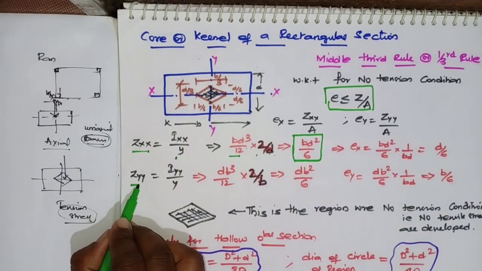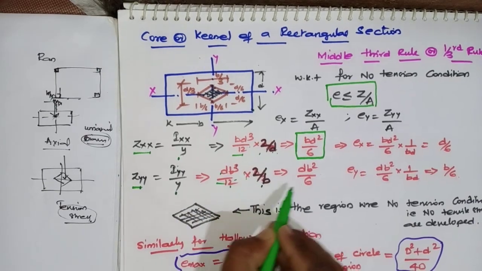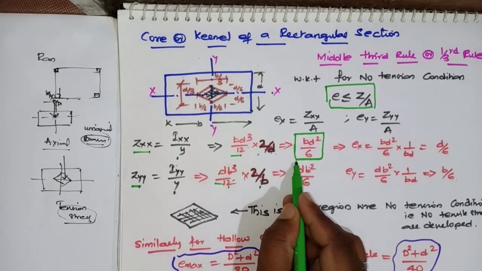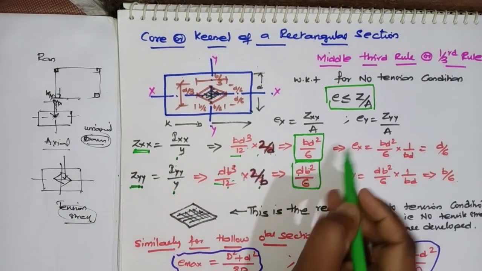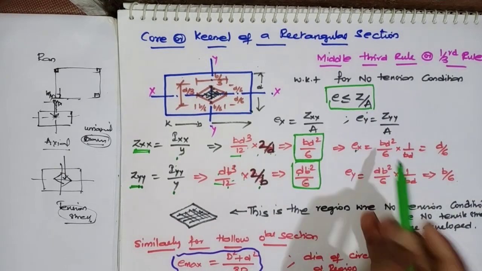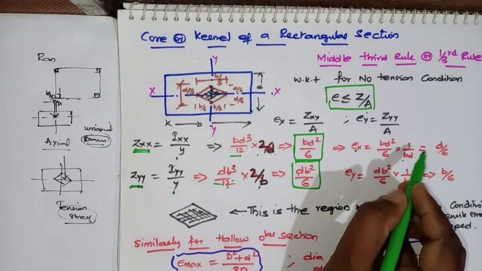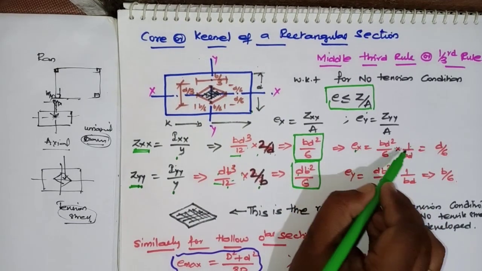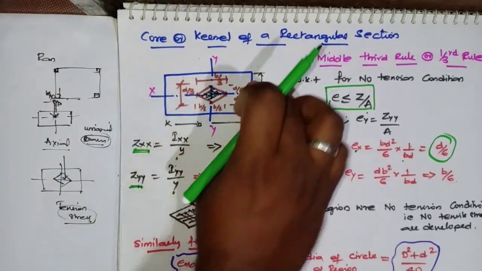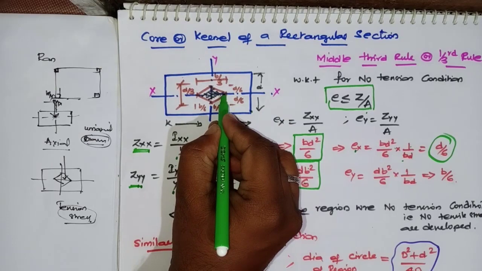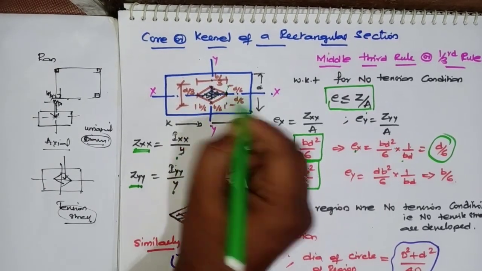Similarly, Zyy equals Iyy by y, that is D B cube by 12 divided by B by 2, which means D B square by 6. This is the section modulus about the x-axis and about the y-axis. Next, what is Ex? Z by A: B D square by 6 into 1 by A, where A of a rectangular section is B D. So the B D gets cancelled and you are left with D by 6. That means in the depth direction, in the y direction, it is D by 6 here and D by 6 here.